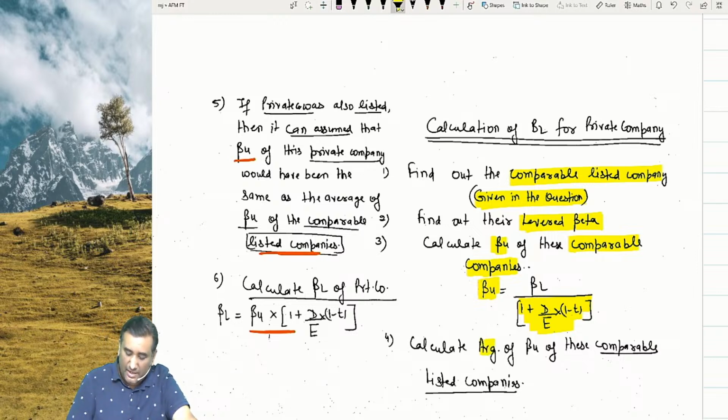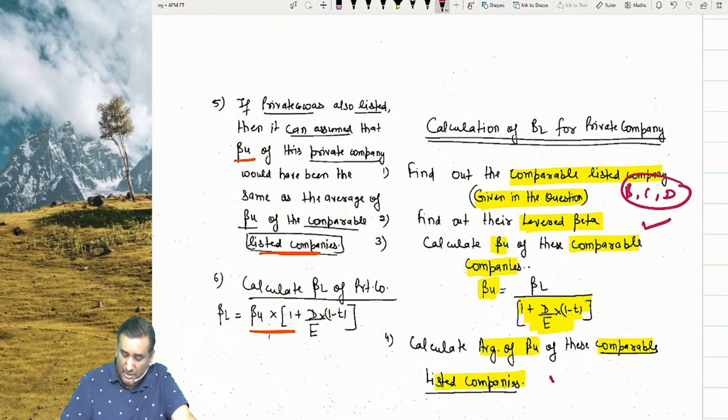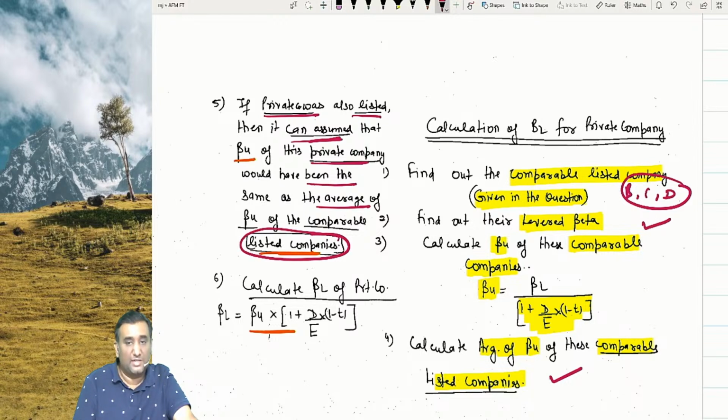And then calculate the average of beta unlevered of these comparable companies. I am company A, and the comparable companies are B, C, D. So I am doing a calculation of B, C, D here. Calculate the average of B, C, D, and if the private company was also listed, it can be assumed that beta unlevered of the private company would have been the same as the average of the comparable listed companies.